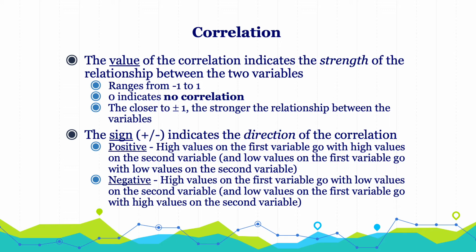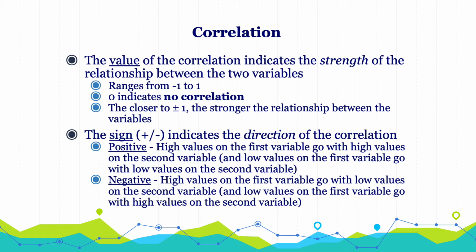The closer your correlation gets to a 1, it could be the positive 1, it could be the negative 1, but the closer it gets to that, the stronger the relationship between the variables. So if you had a correlation that was like 0.90, that is a very strong positive correlation between the two variables. If you have a correlation that's like 0.15, that is a very weak correlation. Okay, so that's about the strength of the correlation.